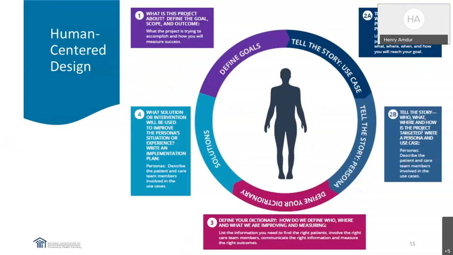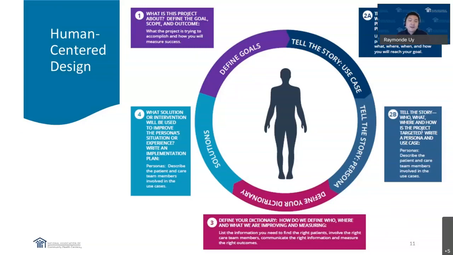So here we have the NAC human-centered design framework. We start clockwise, starting on the top left, again, defining what your project's all about, defining your goals, scopes, and outcomes. This is pretty basic, but what's important in this framework would be 2A and 2B on the top right-hand side, which is how do you tell the story?